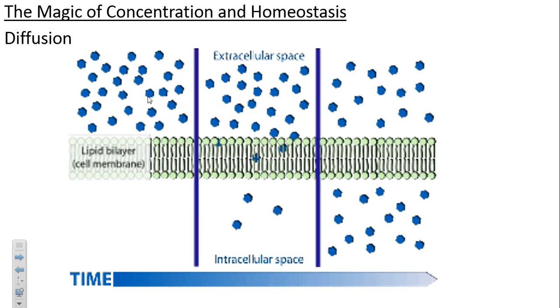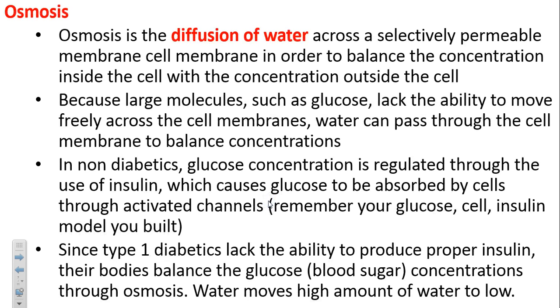So as time progresses, you will notice that some of the oxygen molecules start to diffuse across the cell membrane into the inside of the cell, until eventually the number of oxygen molecules outside the cell is the same as inside the cell. With water, however, water gets its own special name. Osmosis is the diffusion of water across the cell membrane in order to balance the concentration of dissolved material inside the cell to outside the cell.